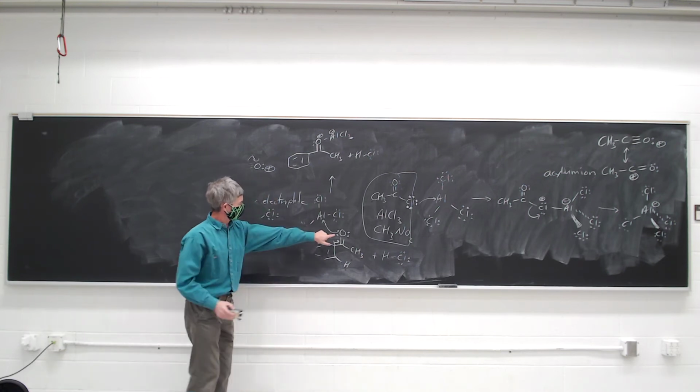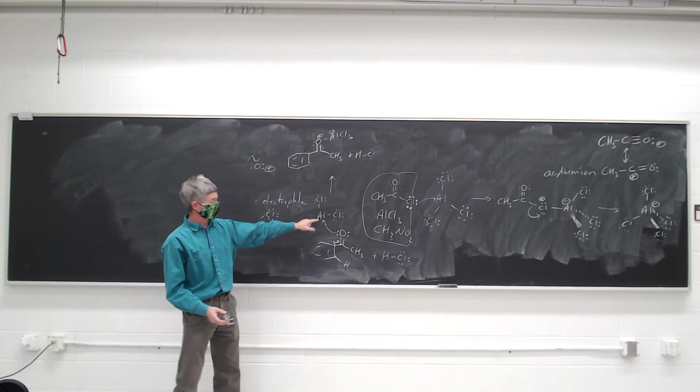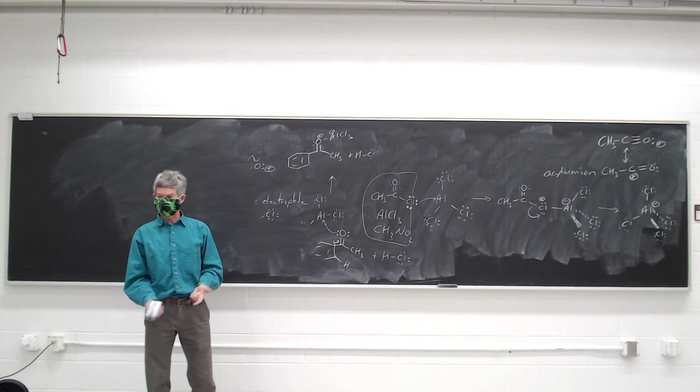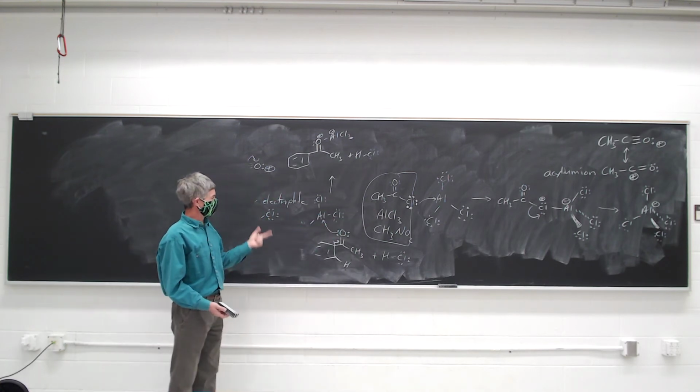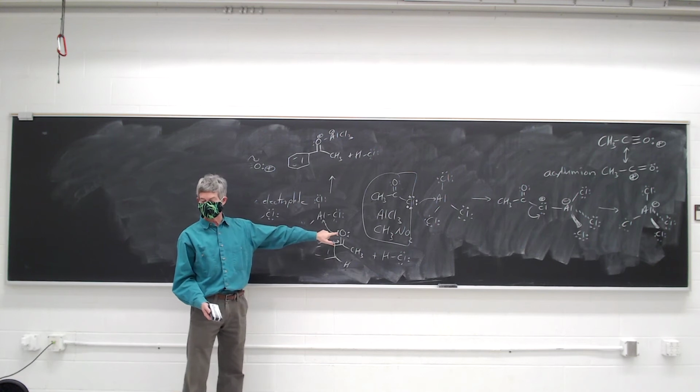The reason why this oxygen binds to the aluminum, of course, is because aluminum has an unfilled octet. It's going to bind to something. And if there's not enough acetyl chloride left, it's going to react with the only lone pair it can find, which is the oxygen of the product.